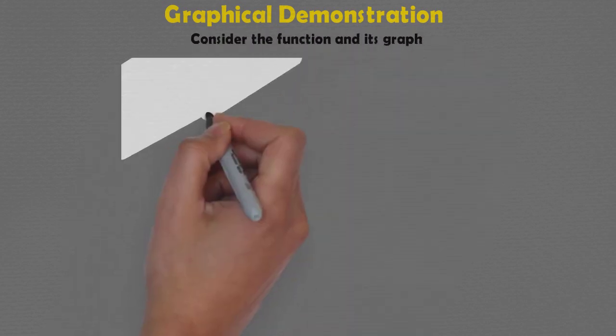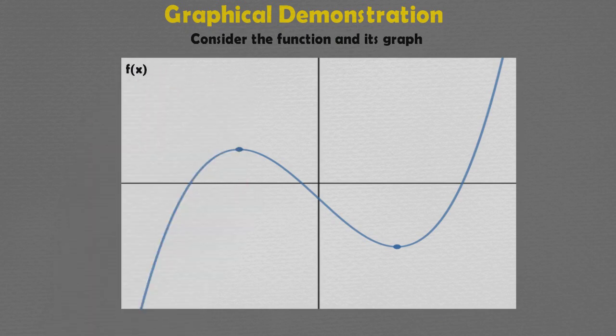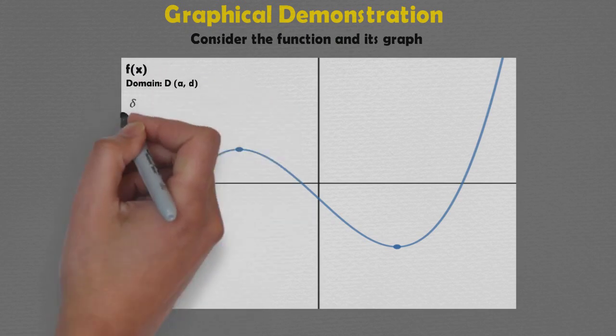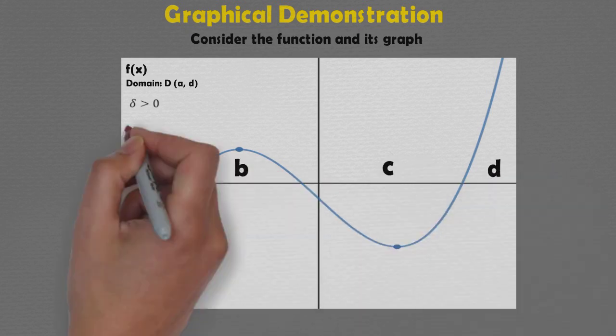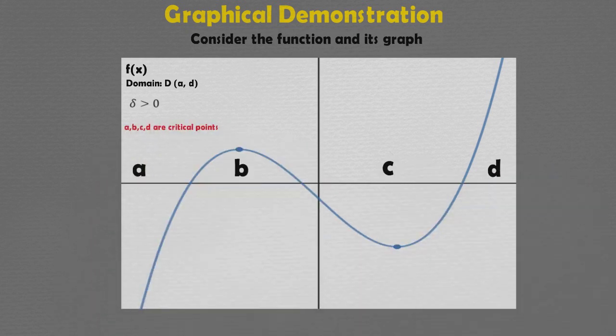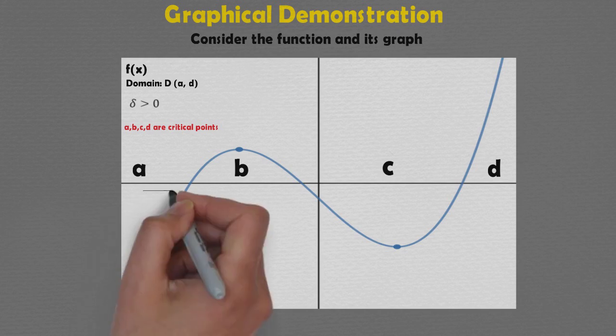Consider an arbitrary function f of x and its graph below. Its domain is from a to d, whereas delta is a positive number greater than 0. Here a, b, c and d are the critical points. That is, at these locations, the derivative of the function either does not exist or is 0. Critical points are important because these are the locations at which local minimum, local maximum, absolute minimum and absolute maximum values occur. Therefore, in the present example, we will look for values at these locations by applying different conditions.